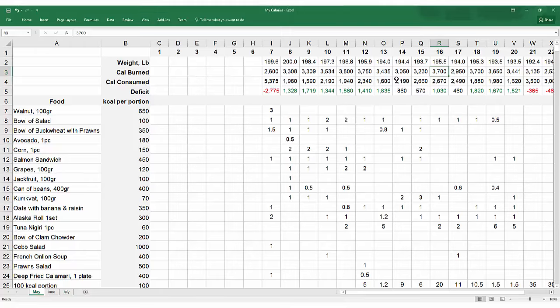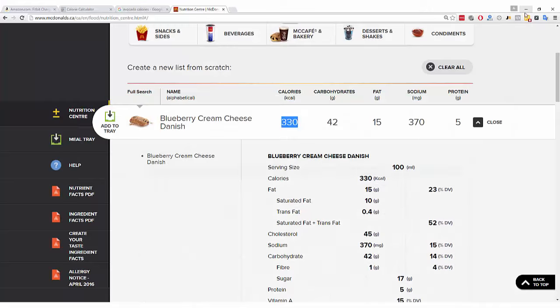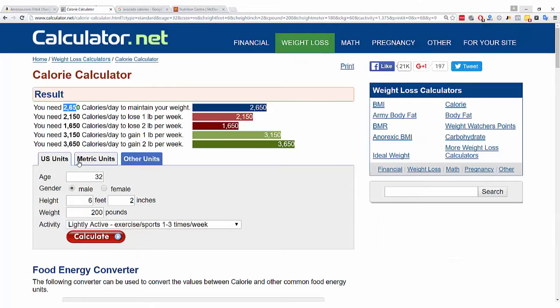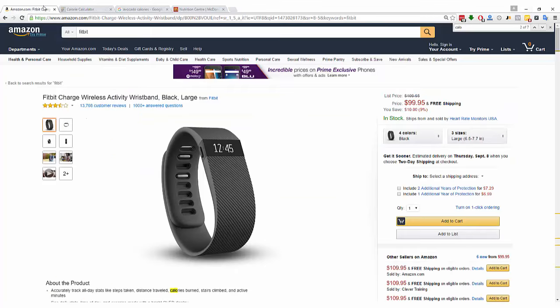I just got a Fitbit. Let me bring it here. Fitbit. Here it is. This is just a pedometer, and it costs only $100 on Amazon. But what it does, it counts your steps, it counts how many miles you walked during the day, it counts how many calories you burned. You specify all these parameters in that Fitbit, and it starts automatically tracking how many calories you burned.